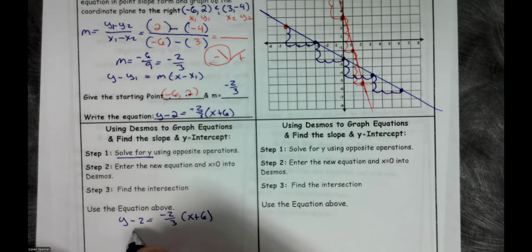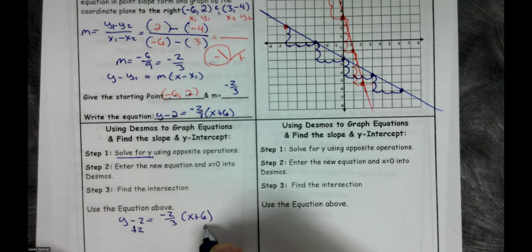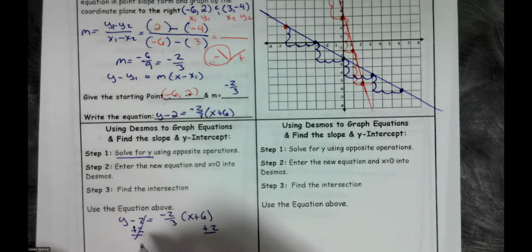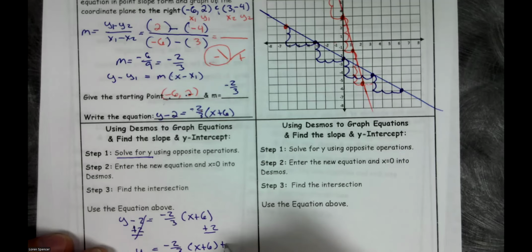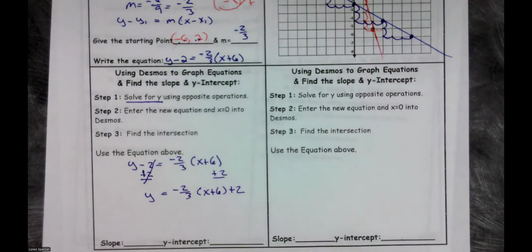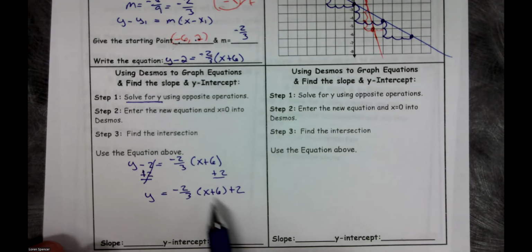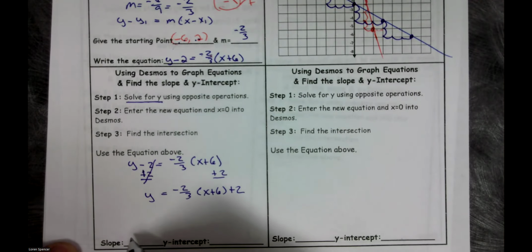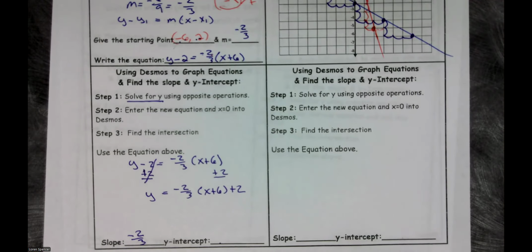So using opposite operation, I need to move this 2, and to move this 2, I'm just going to add 2 to both sides. Well, this goes away, and now I have y equals negative 2/3 x plus 6 plus 2 on the outside. And I know that can be simplified farther and probably should be, but that's good enough for what we need. We already know our slope is negative 2/3, so that was easy. But we need our y-intercept, and this is where we're going to go to Desmos, and hopefully it'll help us out a bit, okay? So we're going to go switch over.